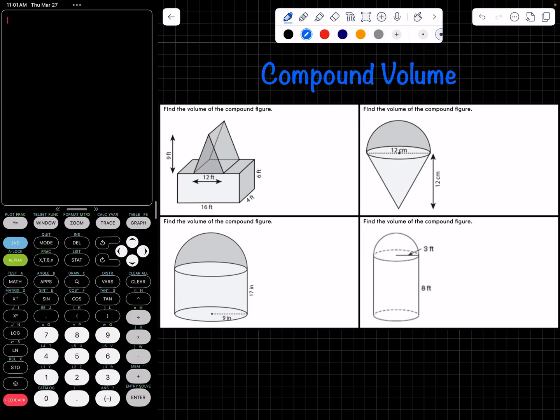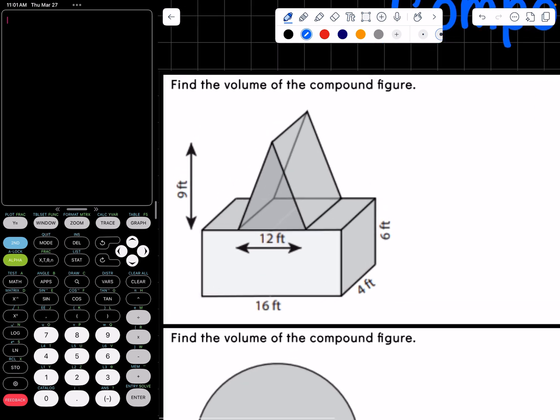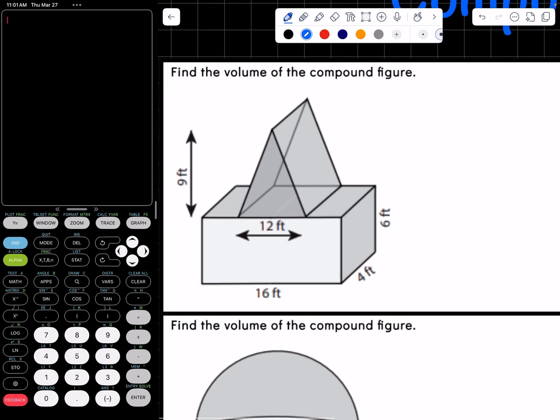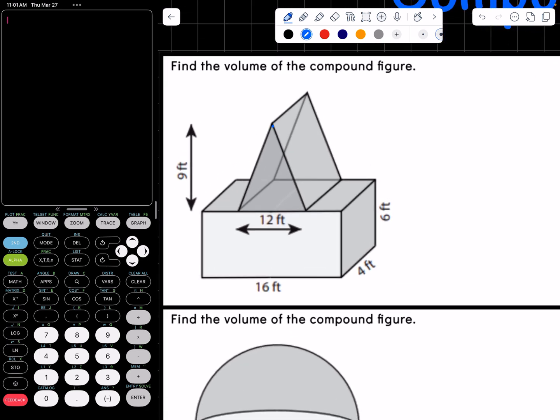So with compound volume, the thing that we're looking to do is basically take the volume of each individual three-dimensional figure and then add it to whatever other three-dimensional figures we might have within our picture. So let's take a look at this top left-hand side. It asks us to find the volume of the compound figure. We know that the height here is 9, and that's going to be helpful because that is going to be the height of our base.